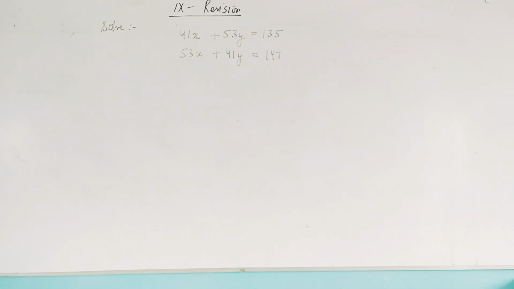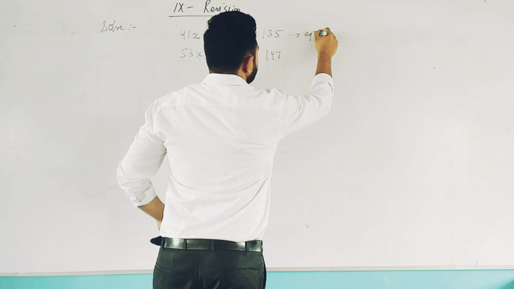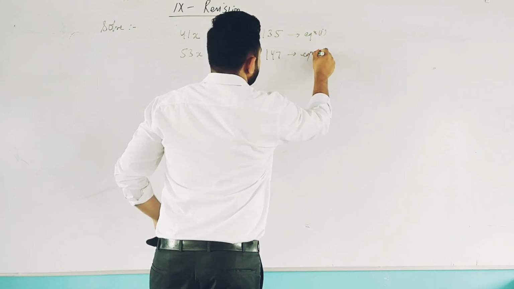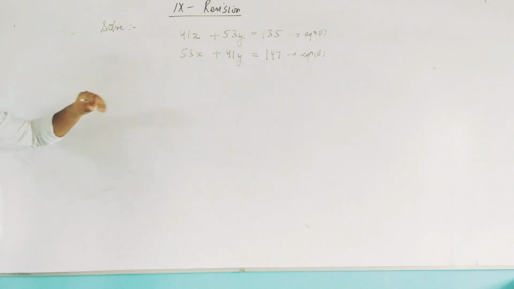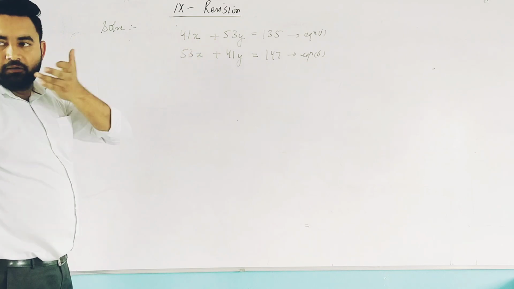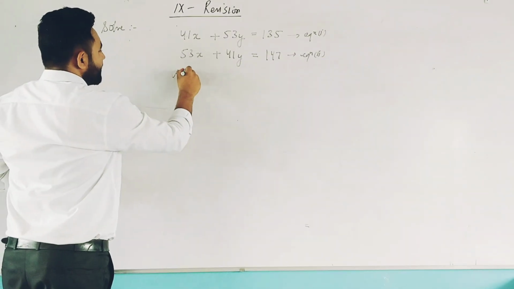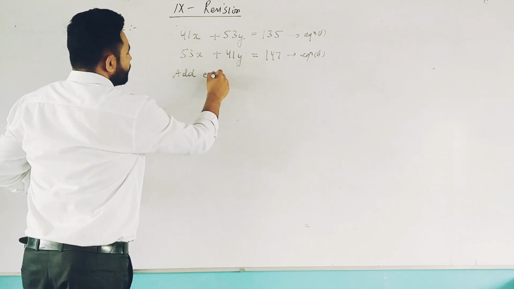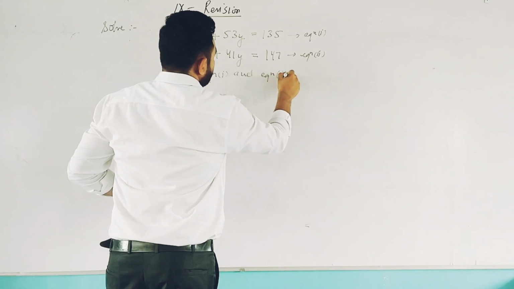Now we have this question here solved. 41x plus 53y equals to 135, which is equation number 1. 53x plus 41y equals to 147, which is equation number 2. You have to find the value of x and y. So for that we need to add these equations, equation number 1 and equation number 2.